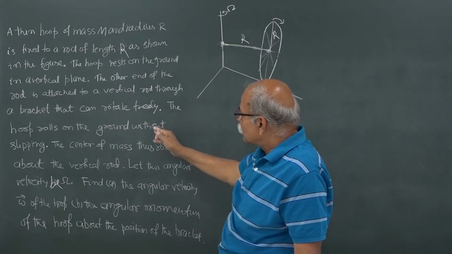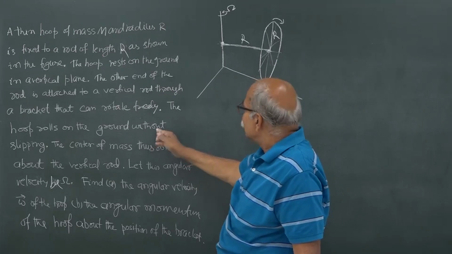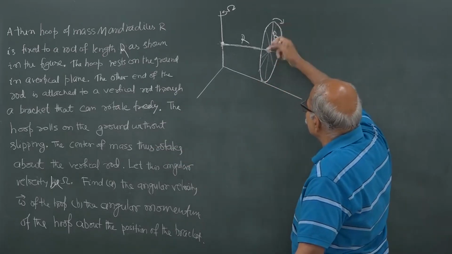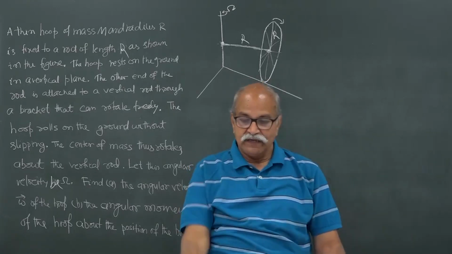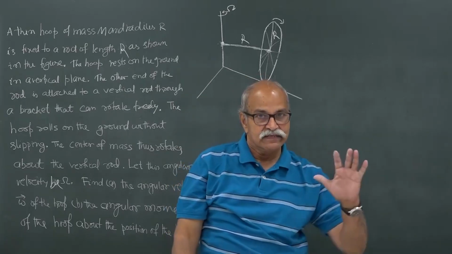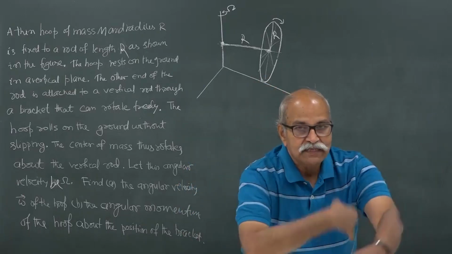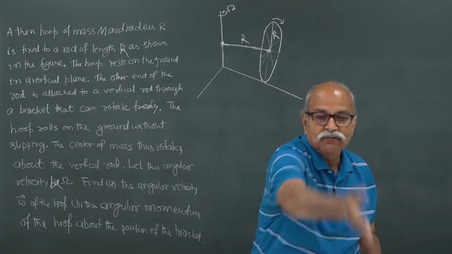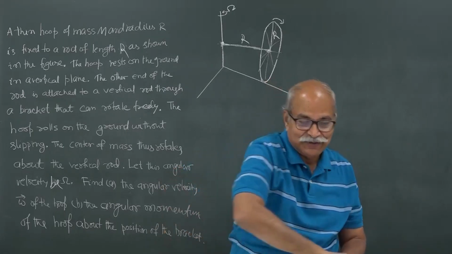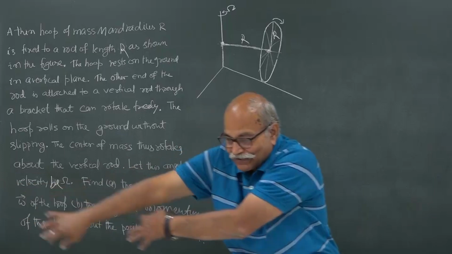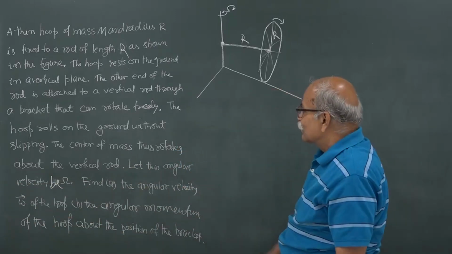The hoop rolls on the ground without slipping. So, it rolls on the ground without slipping here. If you have a hoop here, with a rod attached to this vertical rod, and then this hoop is rolling. It is rolling, but as it rolls it cannot go straight because of this rod, and the rod can rotate here. So, this whole hoop will go like this while rolling. So, that is the situation.